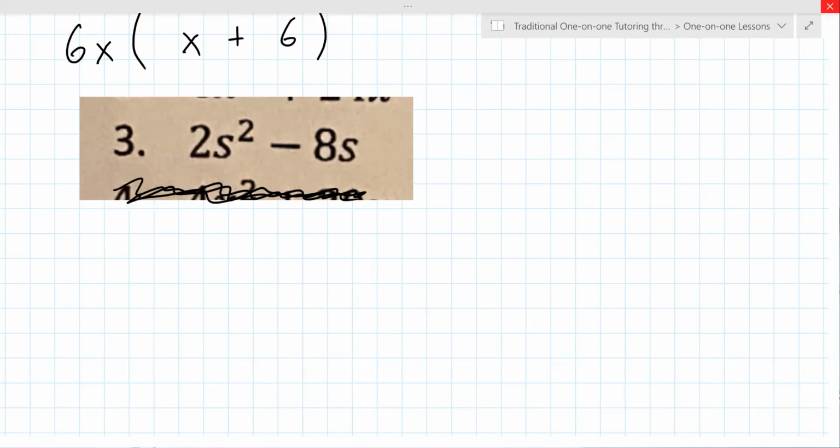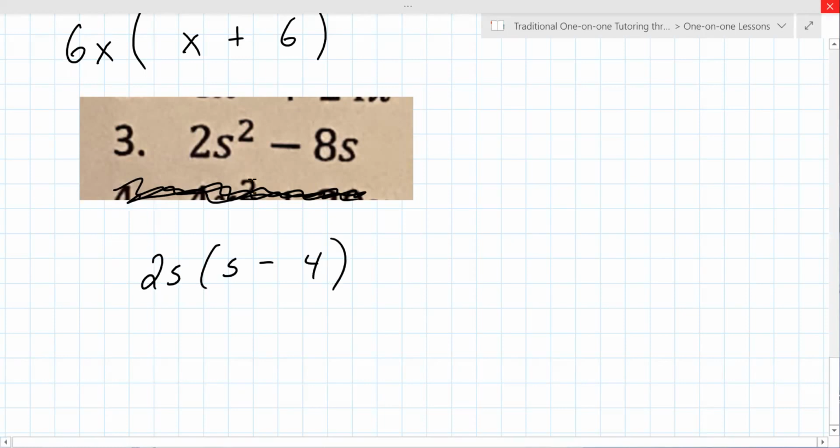Two x parentheses x minus 4. Yes, good. I was learning that when I did it today for my notes at school. Okay, it was easy. Let's keep going here and see how you do on the next one.